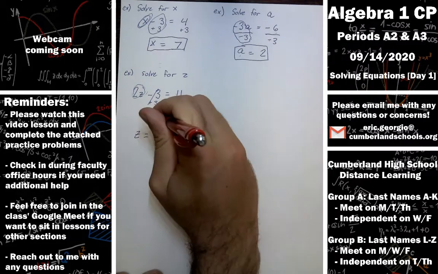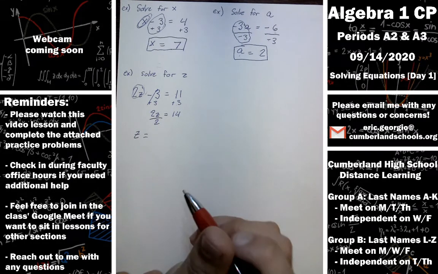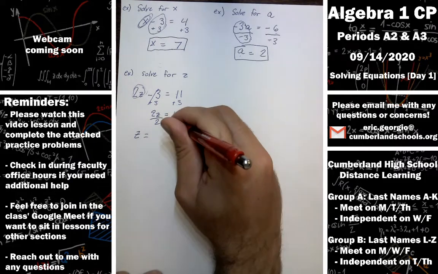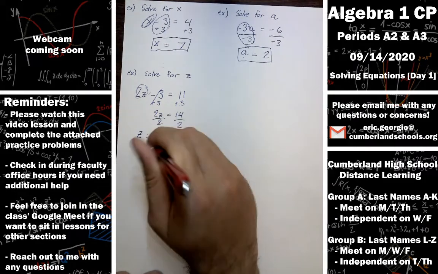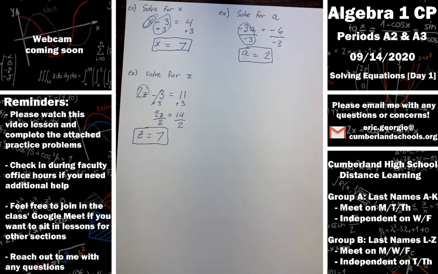I can divide both sides by 2, and we divide to undo the multiply, right, because those are opposites of each other. And 14 divided by 2 is 7. You would get that z is equal to 7. Okay?